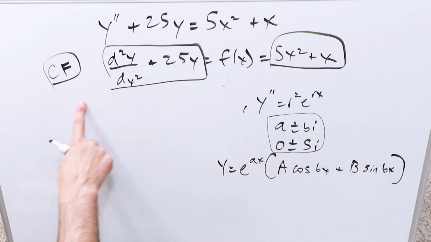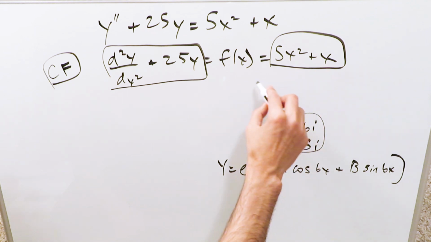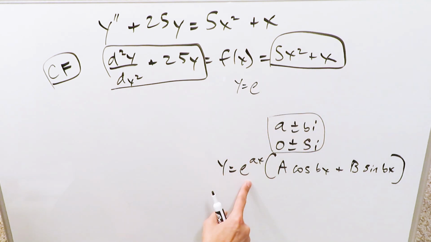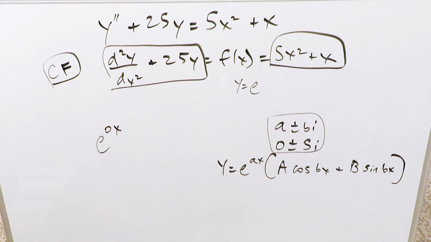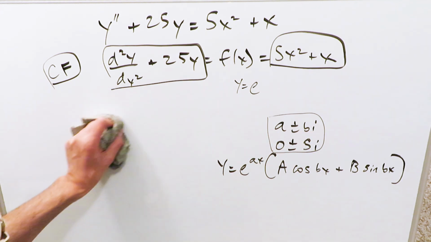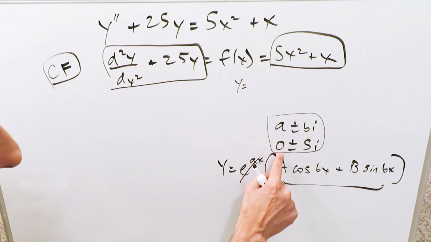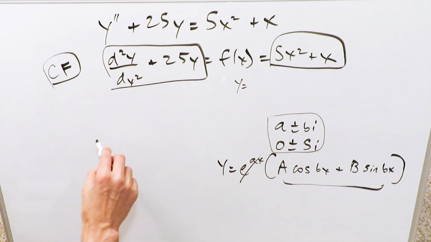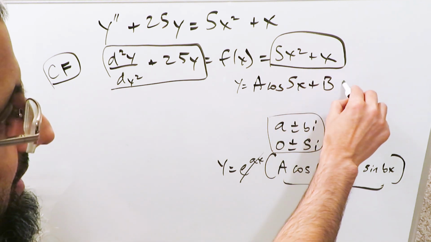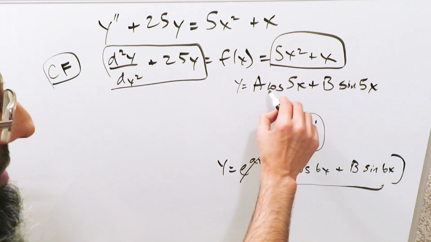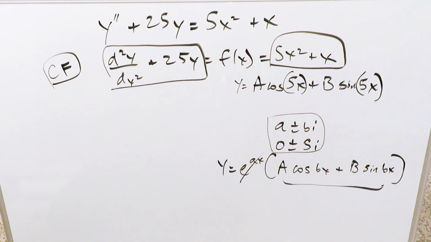Our complementary function, which I can better yet just post for you right over here. My complementary function is going to be y is equal to e to the power of 0x, because here a plus and minus bi is 0 plus minus 5i. This is equal to 1, so you don't even have to bring it in, it's meaningless. You can skip this part altogether and just focus right over here, because again we have 0 plus and minus 5i. We are looking here at A cosine 5x plus B sine 5x, where these capital A and B's represent our constants, and this right here is my complementary function, and it has been determined.